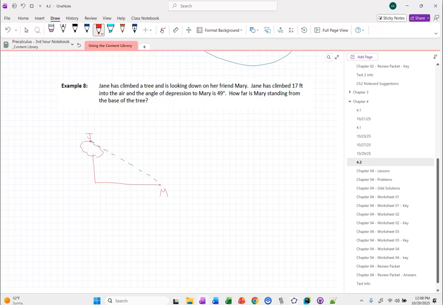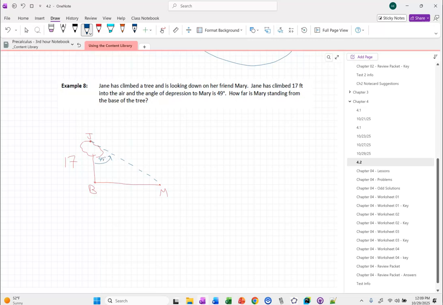Jane has climbed 17 feet into the air. Let's give this a B for base of the tree. Where does the 17 go? JB. And it says the angle of depression is 49. Where does the 49 go? At J. Where at on J? On the tree, the top of it. So you want to put the 49 there?